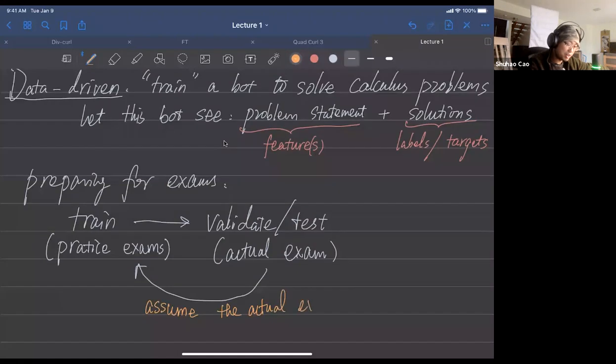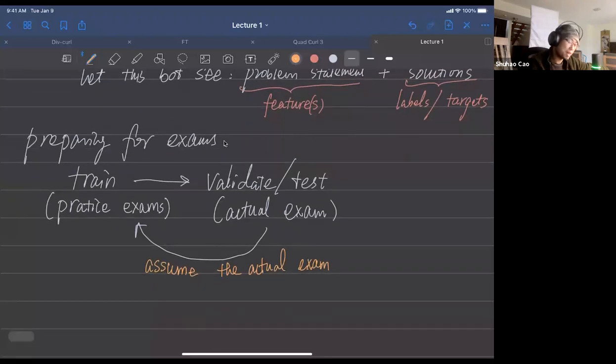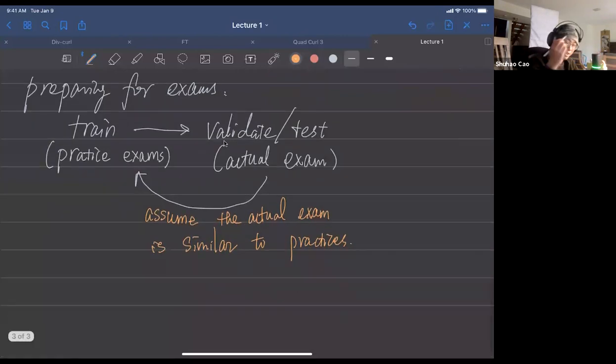Even though I'm using a seemingly absurd example as an analogy, it has some deeper mathematical meaning. It is similar to practices. For example, if some professor uses drastically different actual exams than the practice exams, I would be mad, because I have done so many practice exams, only to find the actual exam is totally different. So this is an assumption of how machine learning works, all right?